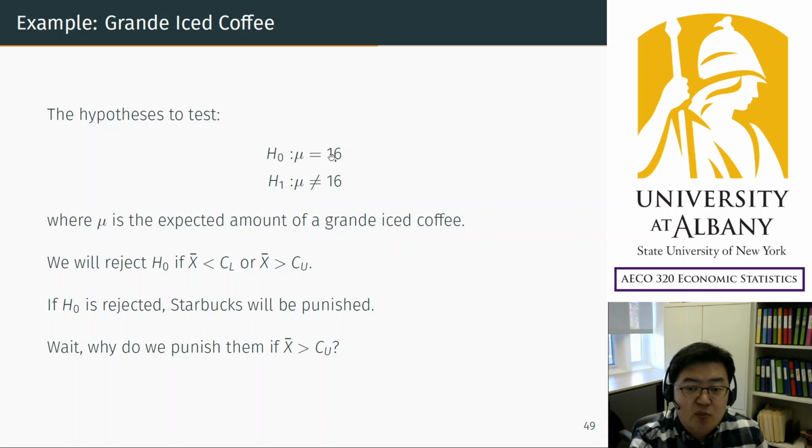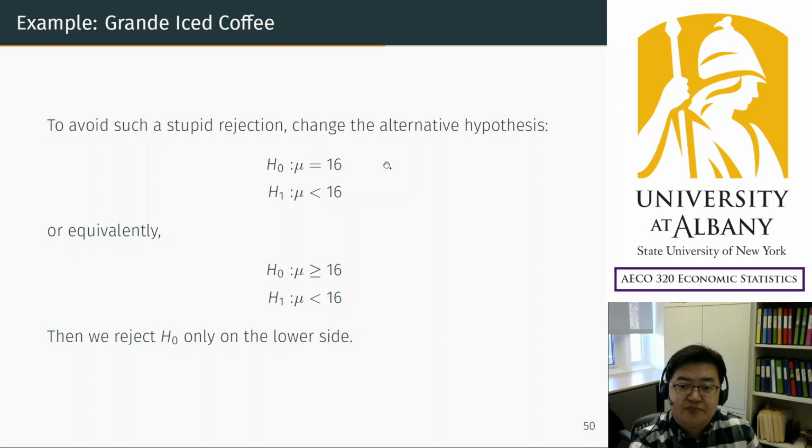So we are going to modify the hypothesis to this one. Depending on textbooks, some textbooks say it this way. In the null hypothesis, you believe it will be exactly 16 ounces. But the alternative hypothesis is that it's less than 16. So you reject the null hypothesis only when the alternative is true, less than 16 ounces. Or in other textbooks, the null hypothesis includes greater than or equal to. So it does not matter.